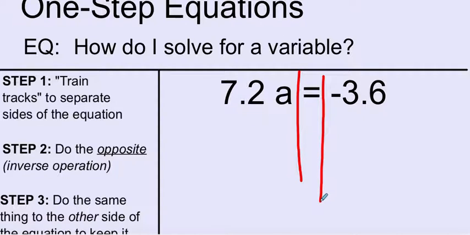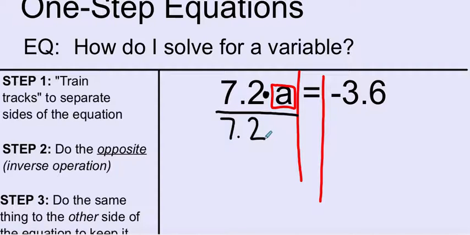Once I set up my railroad tracks, I then ask myself, well, what am I solving for? What am I trying to get by itself? What is the variable? In this example, the variable is A. Then I have to, within that second step, say, well, what operation is happening right now? Well, right now, the operation is multiplication. So the opposite of multiplication, remember a few days ago, we said was division. So I'm going to divide by 7.2.